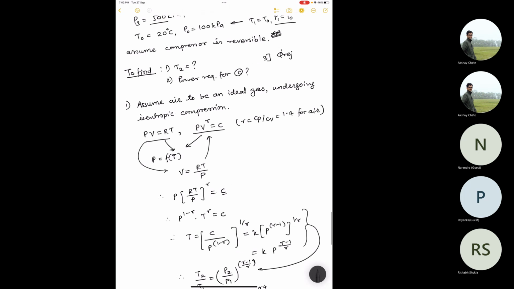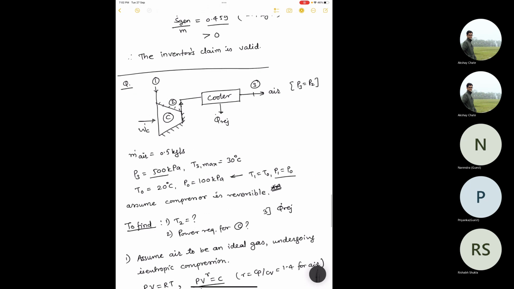Since this compressor is reversible, this S dot gen term will be 0. Since the Q dot from the compressor is also 0, since it's an adiabatic compression, the summation of Q dot by T term will also go to 0. So basically, your S2 equals S1. Because the mass flow rate is also the same, S2 is equal to S1.